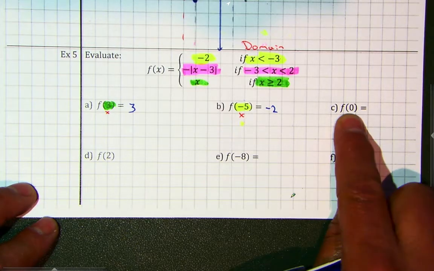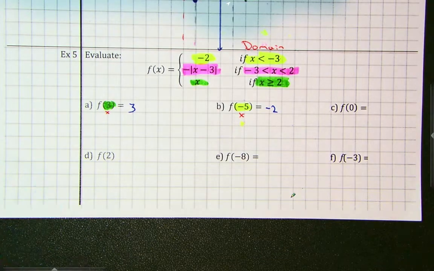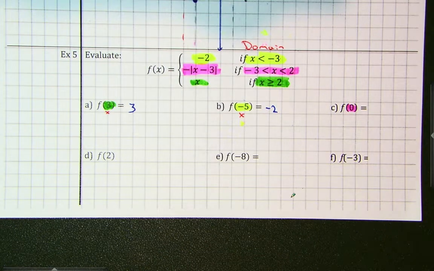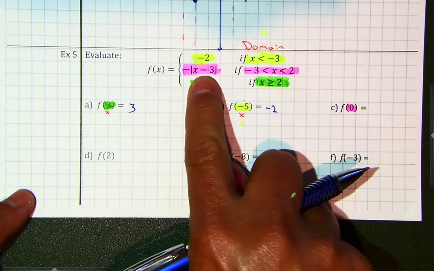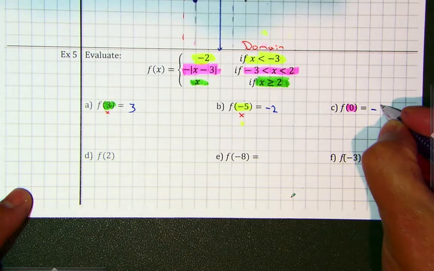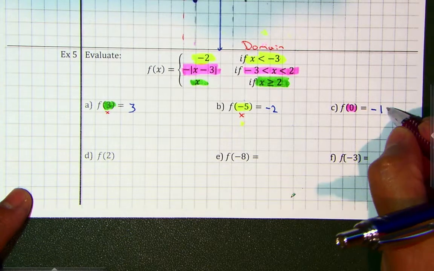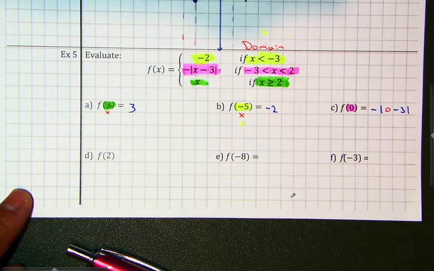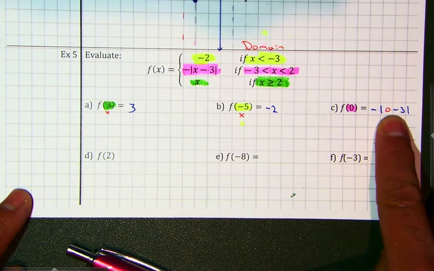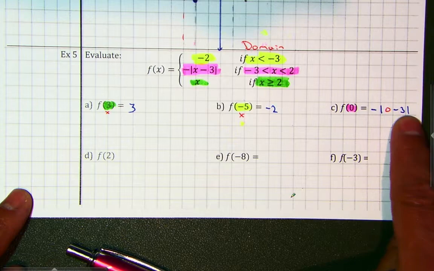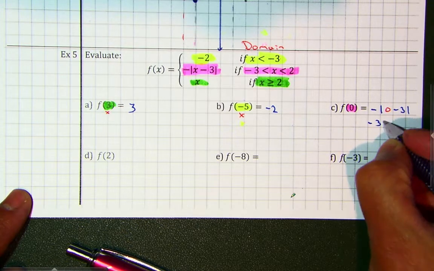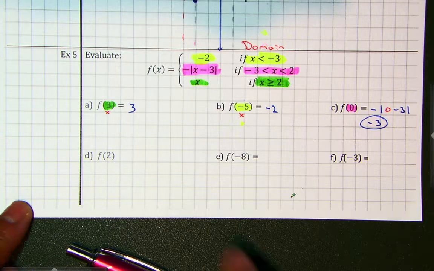How about 0? 0 will go into the second piece. So therefore, if we plug in a 0, it will be negative absolute value of 0 minus 3. What did you get? So 0 minus 3 is -3. Absolute value of -3 is +3 times a negative, so we can say -3. So try the next 3. See what you get.